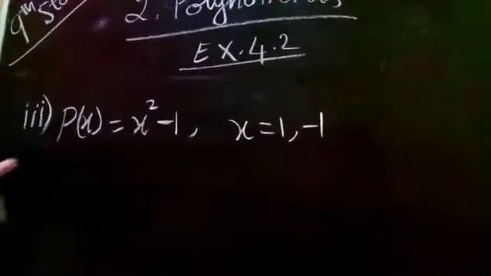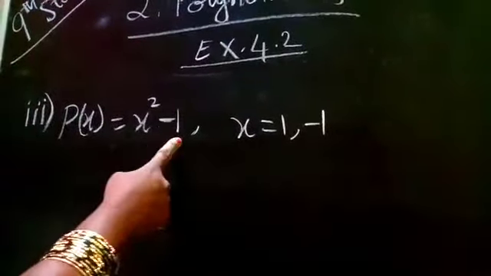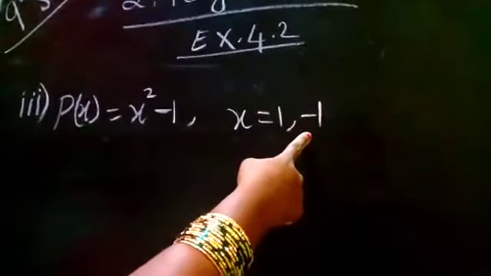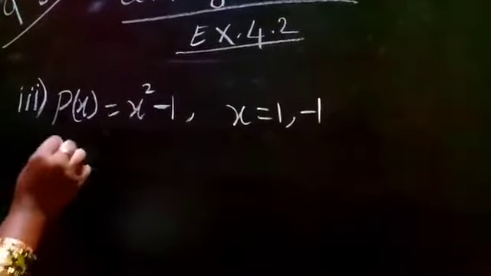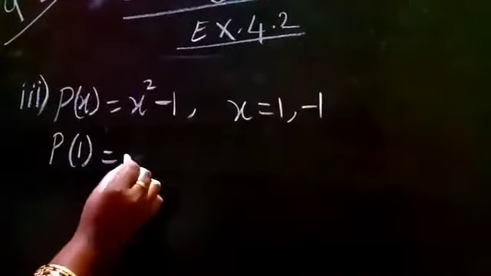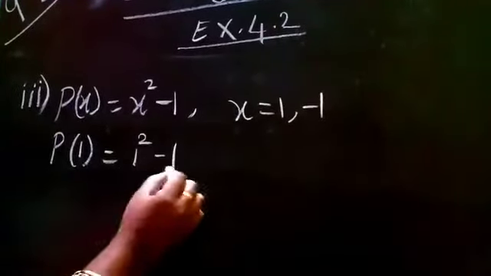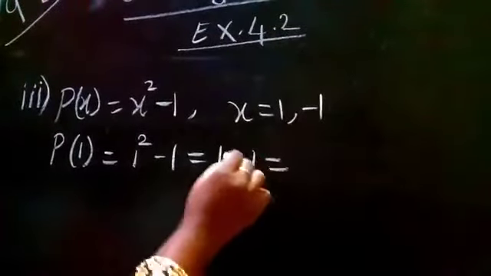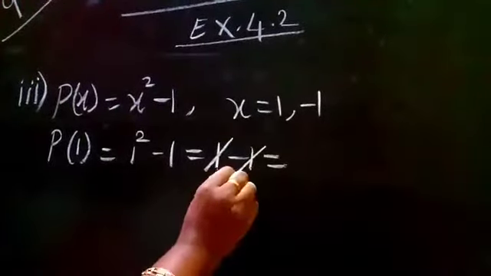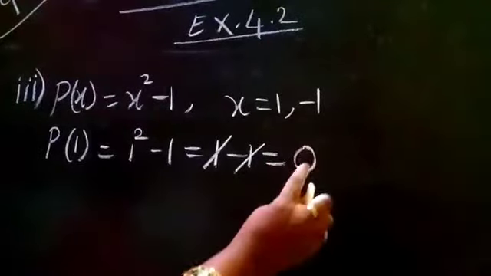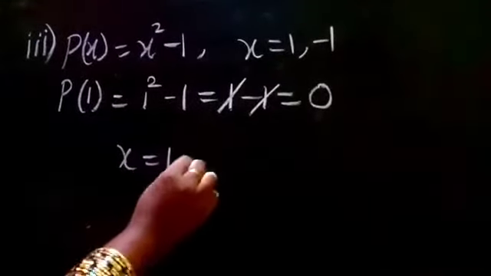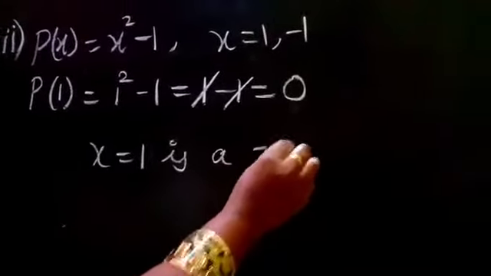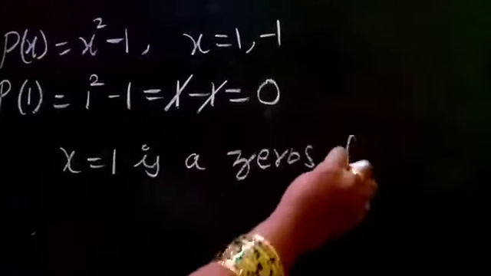Third question is P of x equal to x square minus 1. Here they given x equal to first positive 1, next negative 1 we have to apply. Now plus 1 equal to 1 square minus 1. 1 square also will get positive 1, minus 1 equal to, that is plus 1 minus 1 will get cancelled. So we'll get 0. When we get 0, x equal to 1 is here zeros of polynomial.